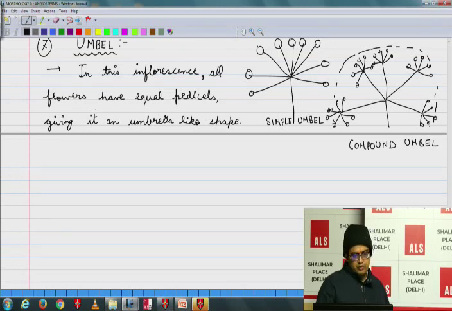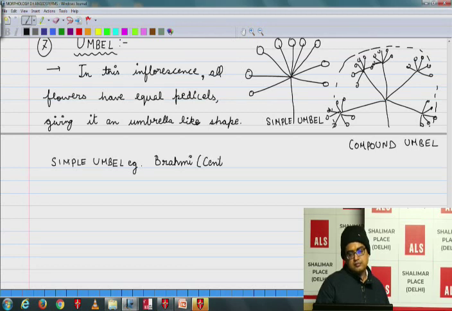So simple umbel is found in some plants, compound umbel in some other plants. Simple umbel examples. Example, Brahmi, Centella asiatica.